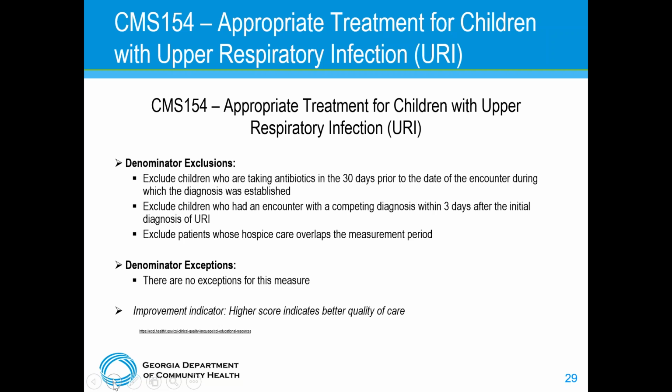So for this measure, we have 3 exclusions. We're going to exclude those patients who were taking antibiotics 30 days prior to the date of the encounter when that diagnosis was established. Also going to exclude those who had an encounter with a competing diagnosis within 3 days after the initial diagnosis of the upper respiratory infection. And again, those who were in hospice care and that care overlapped the measurement period. Again, there are no exceptions for this measure, and a higher score indicates better quality.